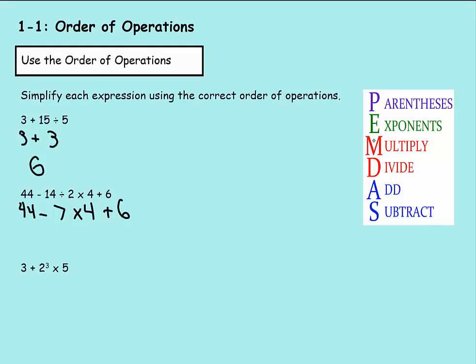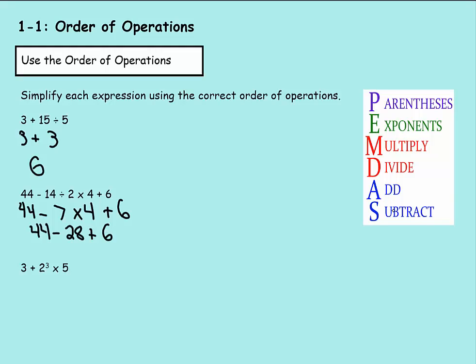So the multiplying would go first now. 7 times 4 is 28. So now we have 44, bring that down again, minus 28 plus 6. So you'll notice we have adding and subtracting left. 44 minus 28 plus 6.